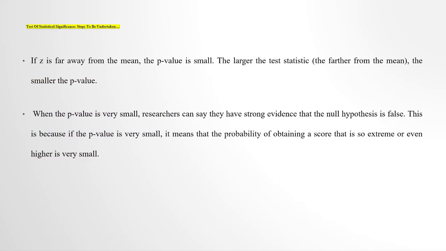If the value of z is far away from the mean, p would be small. So the larger the test statistic, or the farther the value of z is from the mean, the smaller the p-value would be. When the p-value is very small, researchers can say that they have strong evidence that the null hypothesis is false. This is because if the p-value is very small, it means that the probability of obtaining a score that is so extreme or even higher is very small.